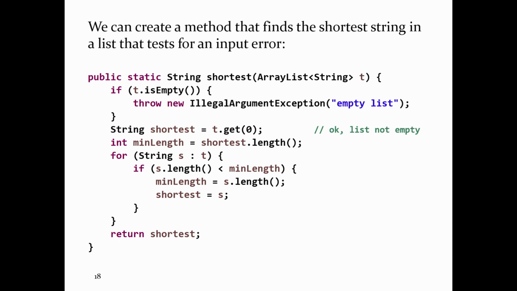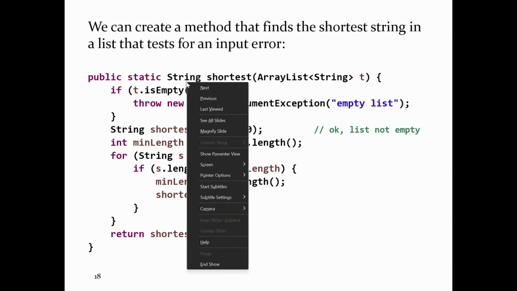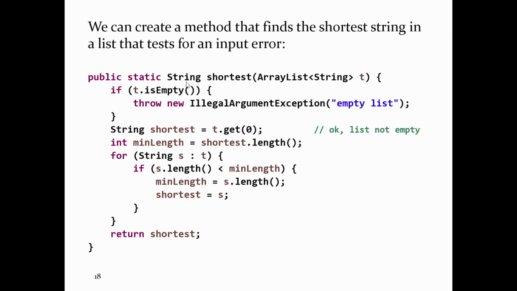There's many exceptions to choose from. Illegal argument exception happens to be appropriate in this case. I guess the other alternative here is instead of throwing an exception, you could return the value null. Null in Java means no object. So if you ask for the shortest string in an empty list, well, there is no shortest string. So another valid approach would be to return null here.